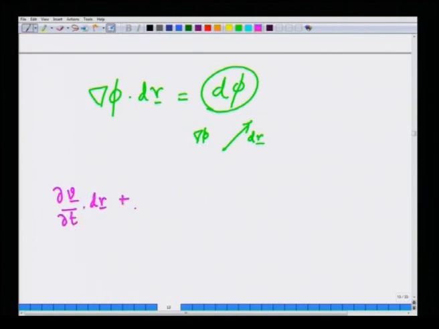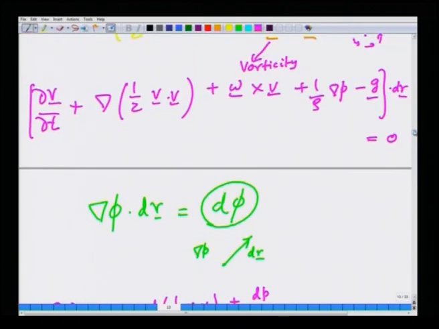Okay. The second term will become d of half v dot v. The third term will become dp by rho. If you look, there are 5 terms. For the moment, we are going to restrict ourselves to cases where omega cross v dot dr is identically 0, only then the equation can be simplified.